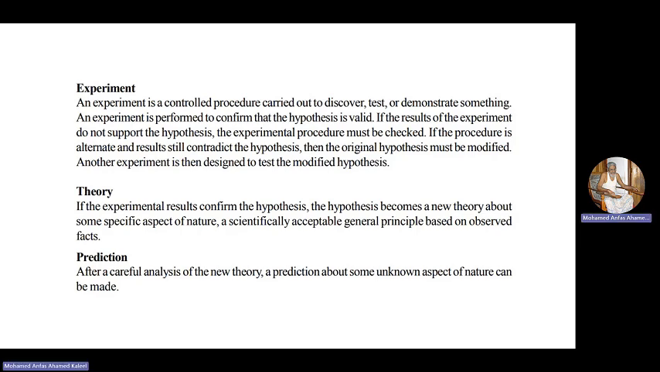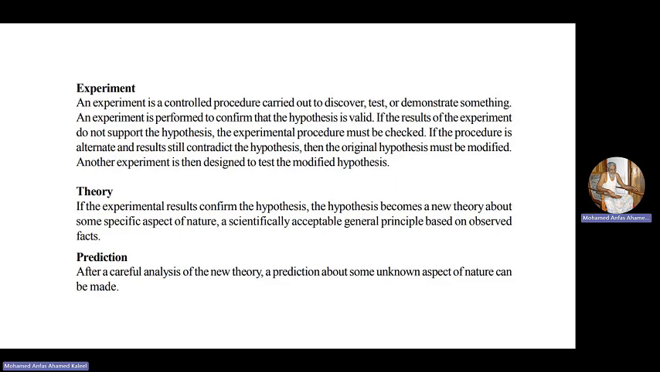If the results of the experiment don't support the hypothesis, the experimental procedure must be checked. If the procedure is fine and the results still contradict the hypothesis, then the original hypothesis must be modified. If the experiment's results contradict the hypothesis, then we have to modify or alter the original hypothesis. After modifying that hypothesis, another experiment is designed to test the modified hypothesis.